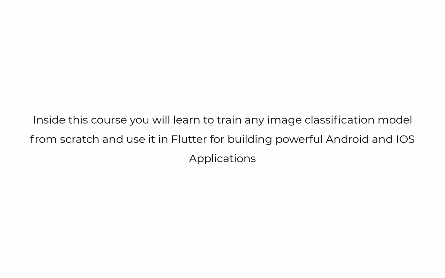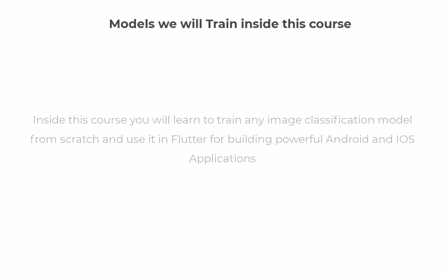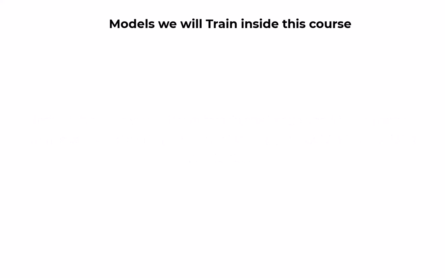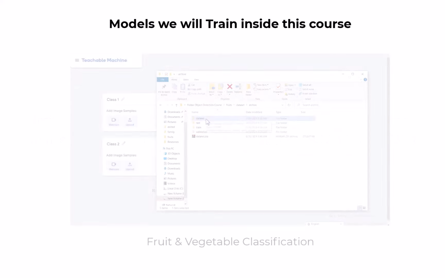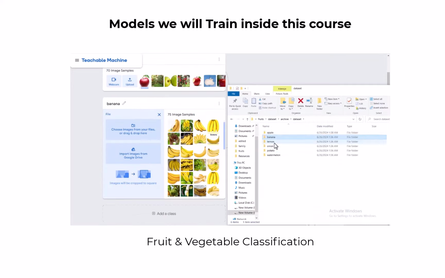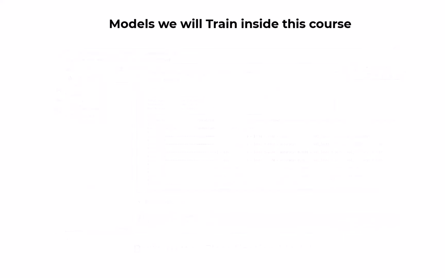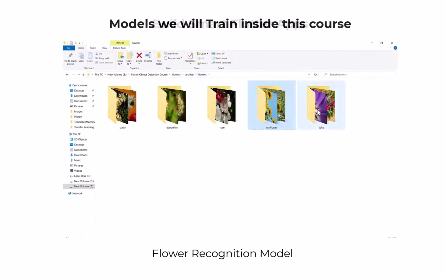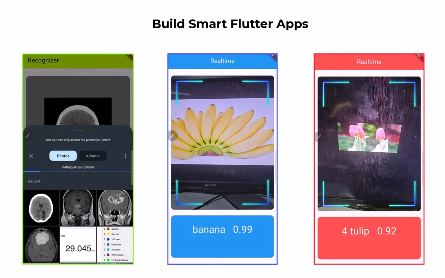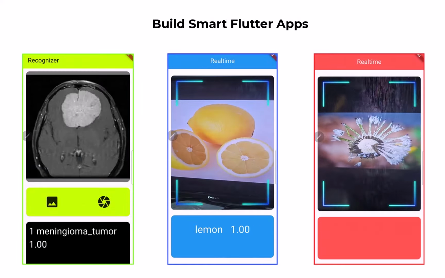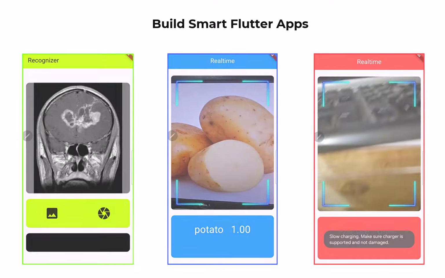And inside this course, you will learn to train your custom image classification models and then use them in Flutter for building powerful Android and iOS applications. So throughout this course, we are going to train different image classification models like a fruit and vegetable classification model, a brain tumor classification model, and a flower recognition model. And then we are going to use these trained models in Flutter with both images and the live camera footage.